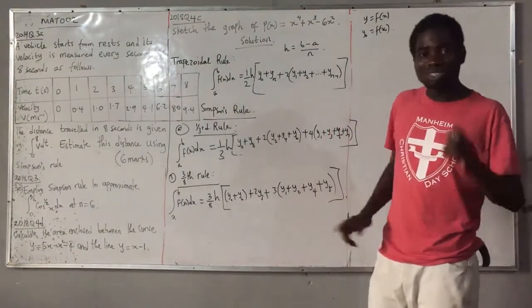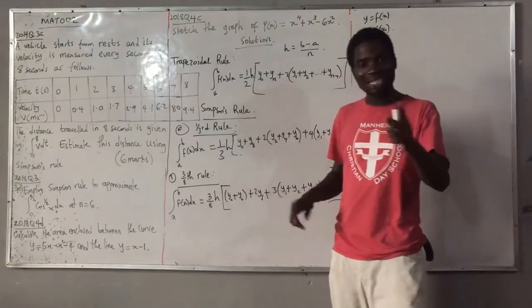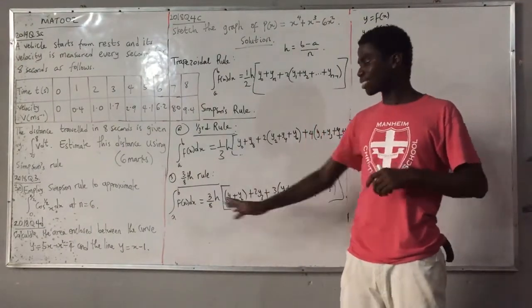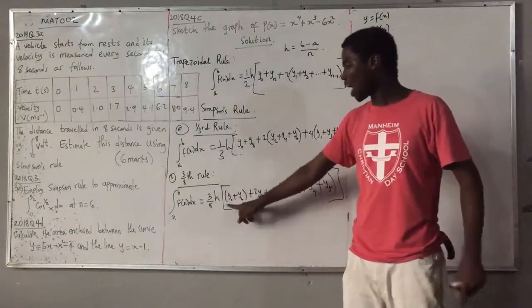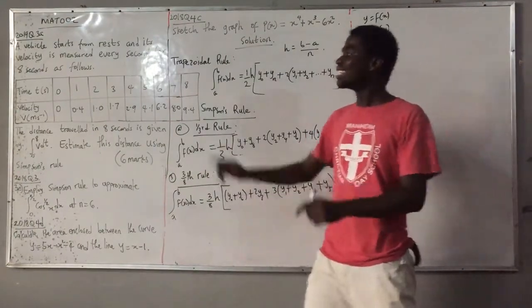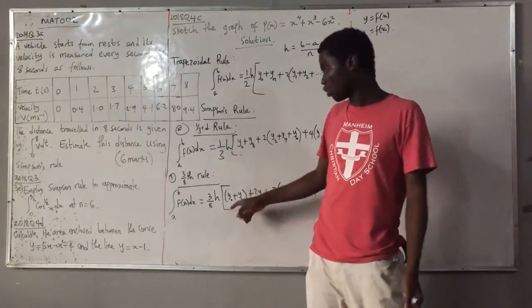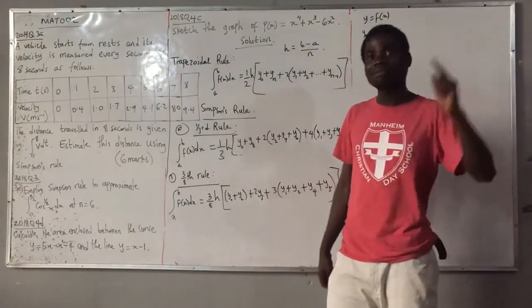The same thing happens to Simpson's 3/8, but look at the approach of this one. 3 over 8h. That is what will be outside. Open bracket y0 plus yn. That is the first and last. No, I'm just using 6 here. I'm just using 6 as an example. y0 plus yn. That is the first and the last.